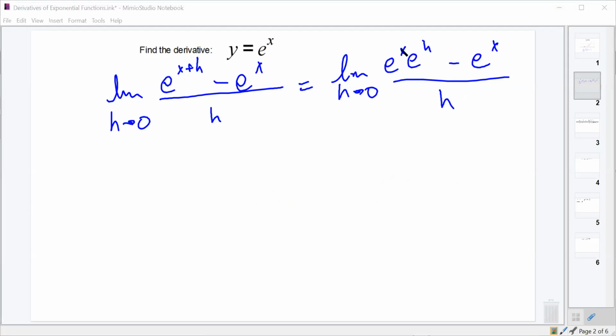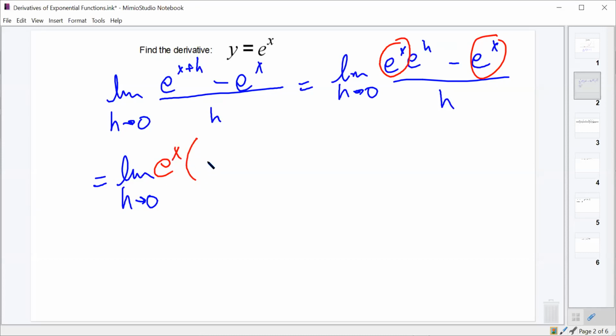So how did rewriting the e to the x plus h as e to the x times e to the h help us out? What can we do now? What do we now have going on in the numerator here? You can factor out the e to the x. Right, they both have an e to the x. So e to the x times e to the h minus 1, and that's all over h. And if we plug in 0, what do we get? We still get 0 over 0. But what can we now do?